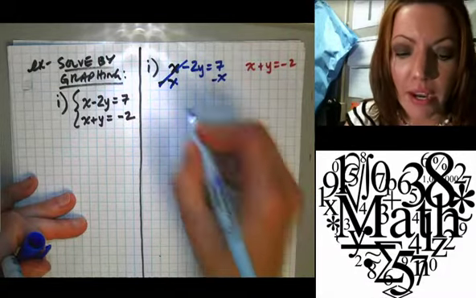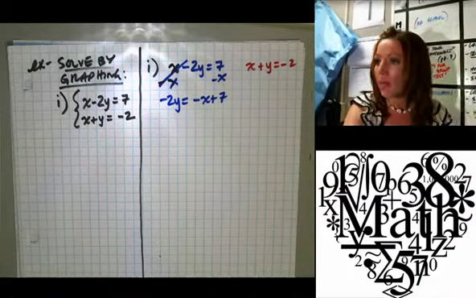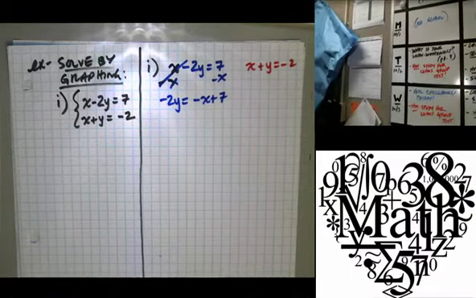Worst enthusiasm ever. Okay, negative 2y equals negative x plus 7. Perfect. Okay, then what next? I need my list here. What next? Kendra?